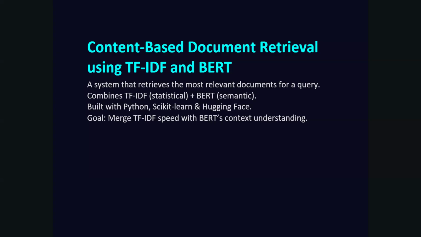The title of my project is Content-Based Document Retrieval. It's a system that retrieves the most relevant documents for a query with the help of a combination of TF-IDF, which is a statistical method, and BERT, which uses semantic meaning. I built this with the help of Python, Sklearn, and Hugging Face. The main goal is to balance TF-IDF speed with word context understanding.